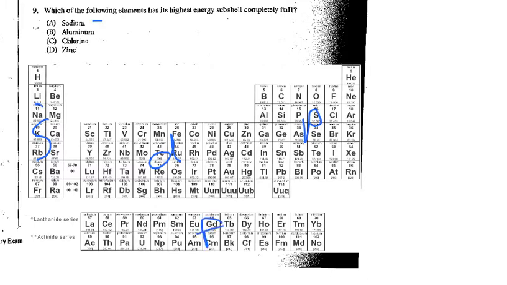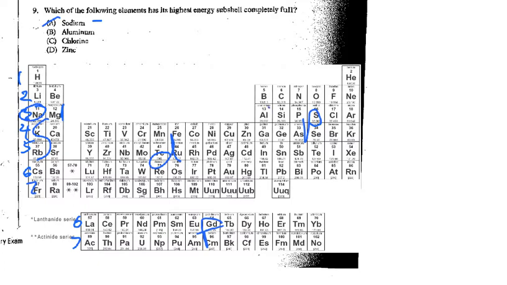Sodium is right here. Its highest energy orbital is going to be a 3s because it's in the third row: 2, 3, 4, 5, 6, 7, and so on and so forth. So it's in the 3s area, but it's not full because it would need to go all the way over to here to be full. So that one's not the answer.